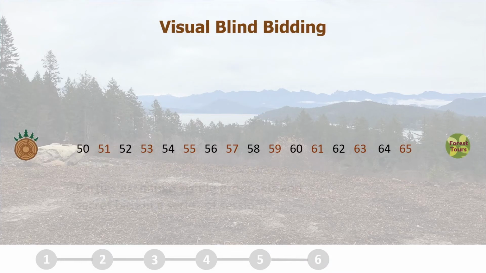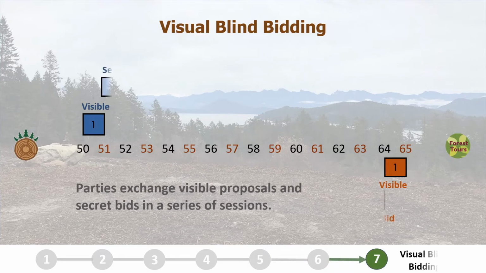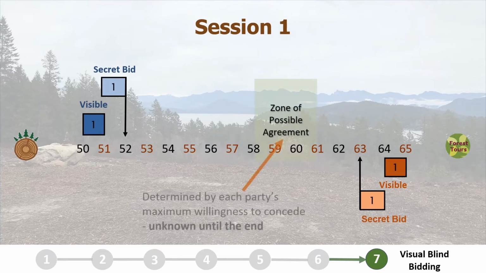The remaining issue is settled with a visual blind bidding process, in which parties enter both visible and secret bids in a series of sessions. The zone of possible agreement is determined by how far each party is willing to concede. Its existence is confirmed only if a settlement actually occurs. It is shown here so that you can see that Timberco's opening proposal is more extreme than Forest Tours. Session 1 ends with no overlap, and thus no deal.